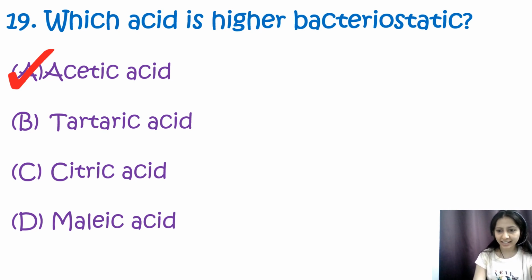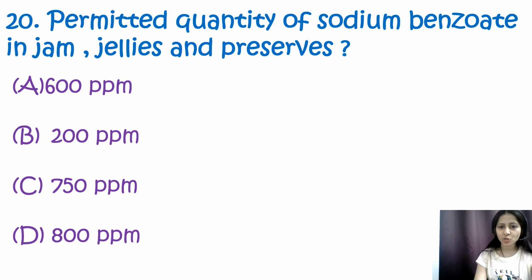Question number 20. The permitted quantity of sodium benzoate in jams, jellies and preserves, options are 600 ppm, 200 ppm, 750 ppm and 800 ppm. So my correct option is B, that is 200 ppm.